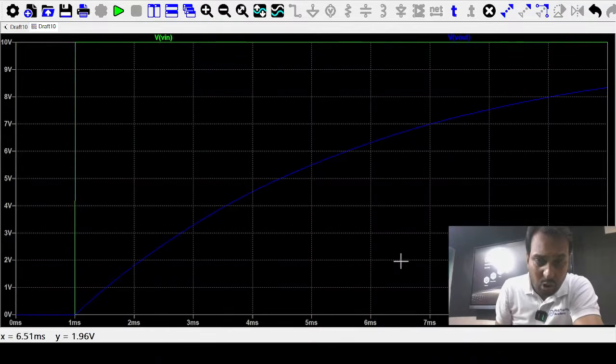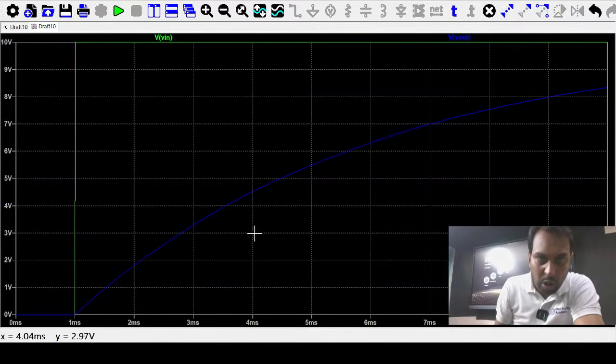Why? Because now your tau becomes 5 millisecond. At least you require 25 millisecond after 1 millisecond, so it is going to 26 millisecond, when it will become nearly 10, 9.99 something, 9.9 something.